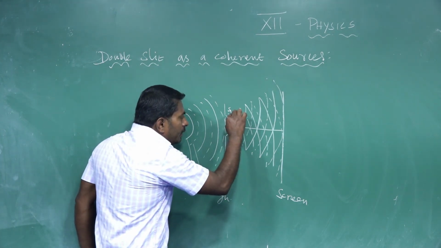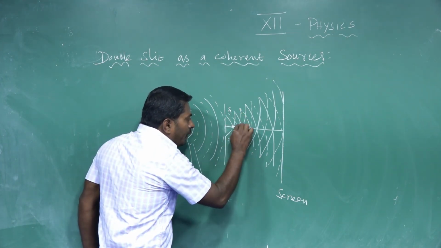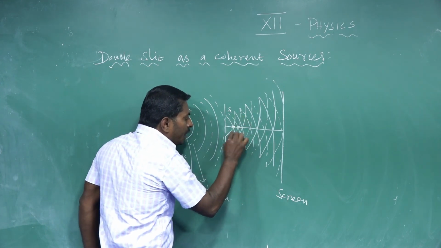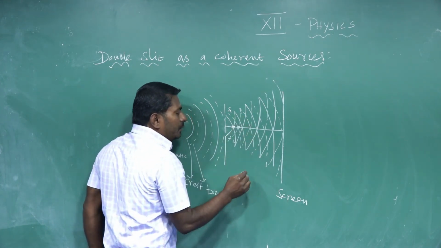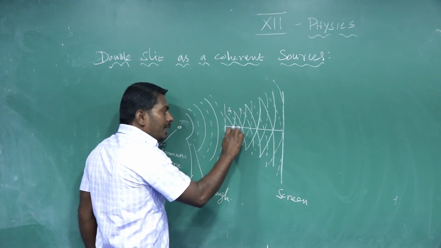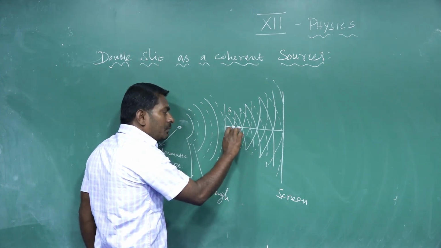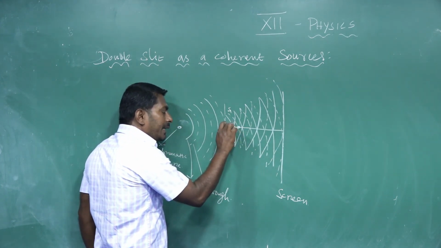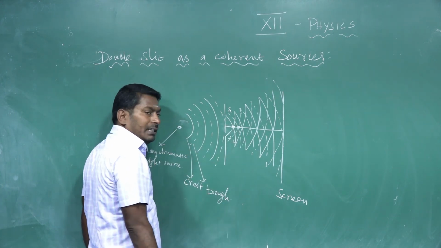Another case: the trough of one wave meets the trough of another wave. The waves meet in phase. Resultant displacement is maximum, and that point appears bright. This type of interference is called constructive interference.